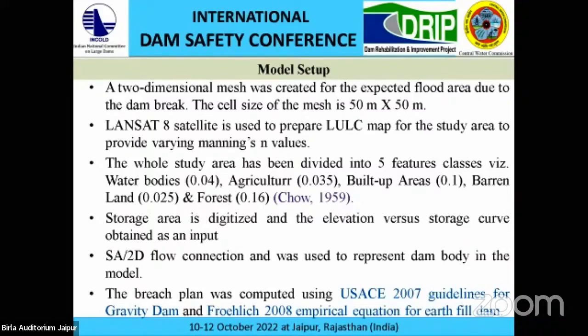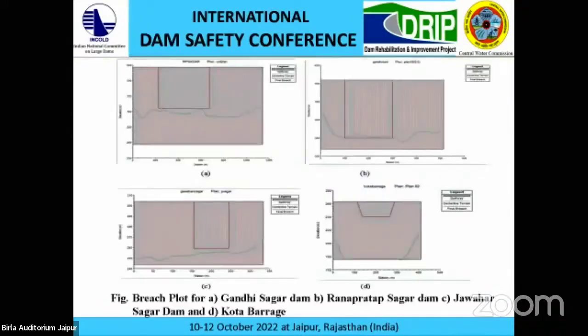Then the dam breach plan has been computed using the guidelines given by US ACE 2007 for the Gravity Dam, and Froehlich 2008 has been used for the Earthfill Dam. So these are the results. You can see these are the dam breaches for Rana Pratap Sagar Dam. This is for Jawahar Sagar, and this is for Kota Barrage.